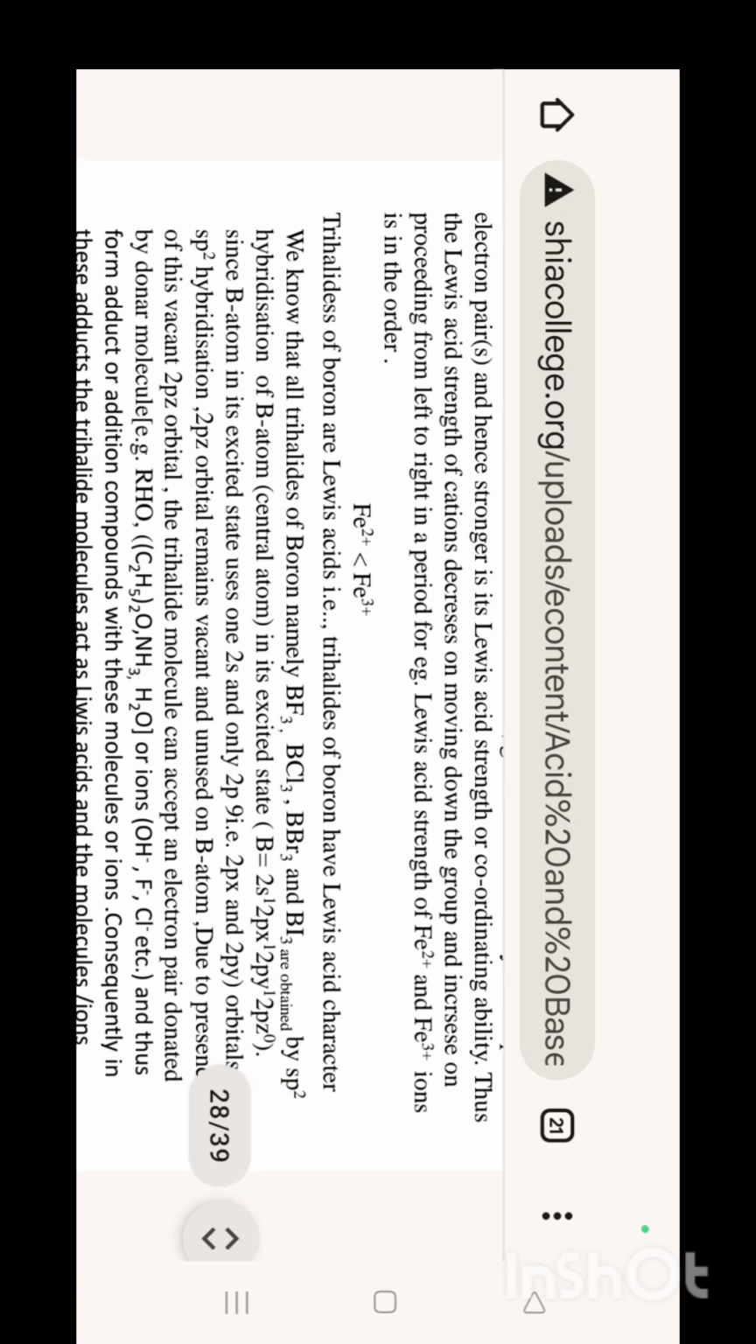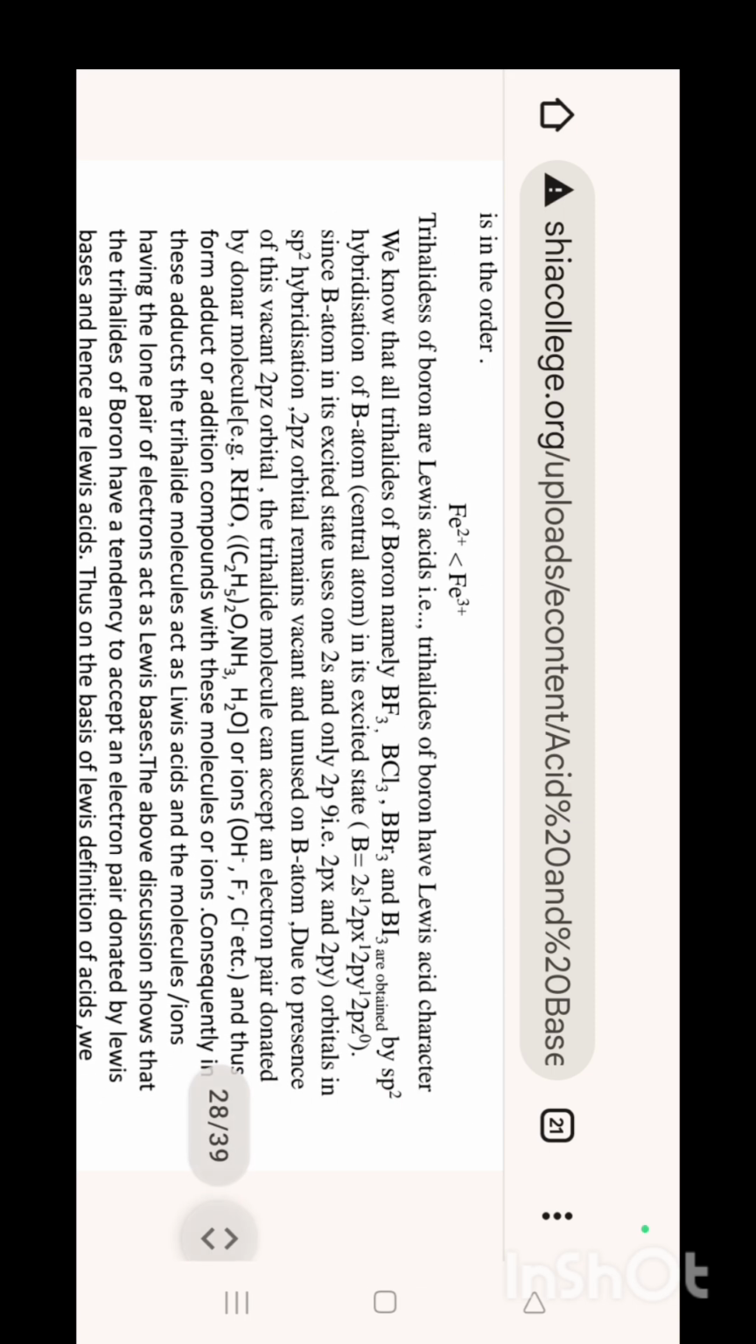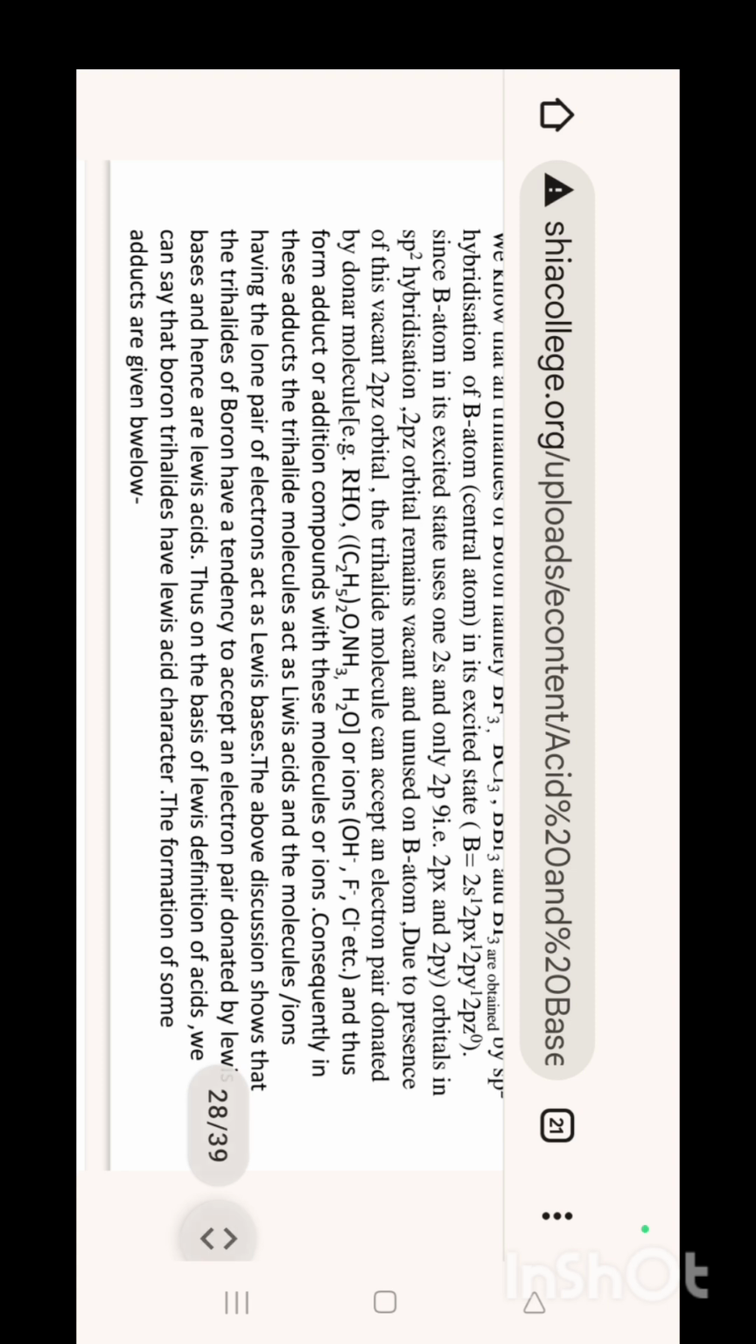We know that all trihalides of boron like BF3, BCl3, BBr3 are obtained by sp2 hybridization of the B atom in its excited state. Since the B atom in its excited state uses only 2s and two 2p orbitals, that is 2px and 2py, in sp2 hybridization, the 2pz orbital remains vacant and unused on the boron atom. Due to the presence of this vacant 2p orbital, the trihalide molecule accepts one electron pair donated by a donor molecule and thus forms an adduct or addition compound with this molecule or ion. Consequently, in these adducts the trihalide molecule acts as a Lewis acid and the molecule having the lone pair acts as a Lewis base.